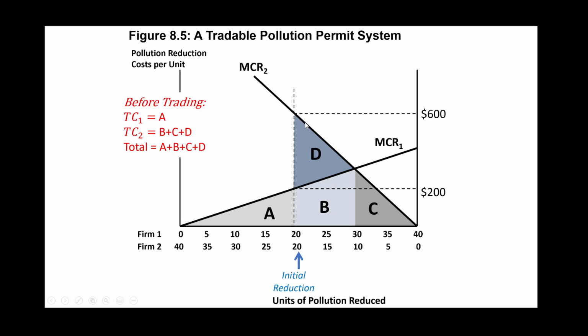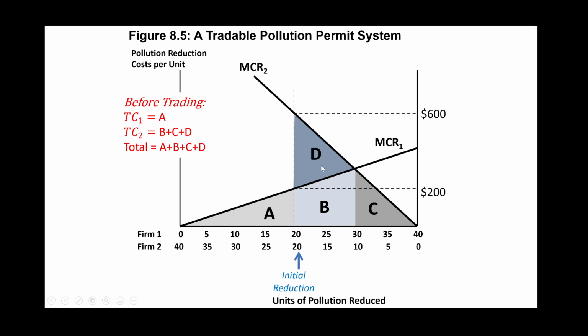And as long as there's room in between these two curves here, any price in between will benefit both firms. Because firm 2 will not have to reduce pollution as much, and firm 1 can make the investment, reduce the pollution, and sell that permit. And so for every unit that firm 1 reduces, firm 1 will have an extra permit to sell to firm 2. And as long as the cost for firm 2 is higher than firm 1, firm 2 will have an incentive to buy the permit.